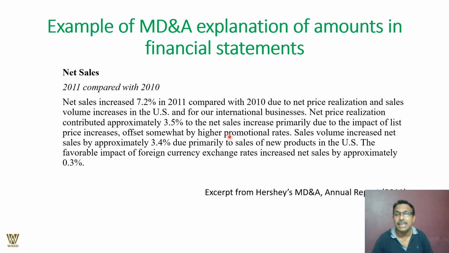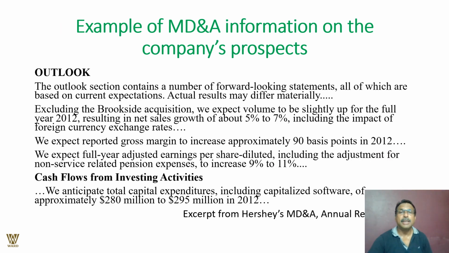So you need to understand the sales volume has increased. You need to understand what has been the revenue factor. You need to understand what is your gross margin. Has it improved or not? You should always talk about the earnings per share perhaps. So example of MD&A information, company prospects, as in the outlook.